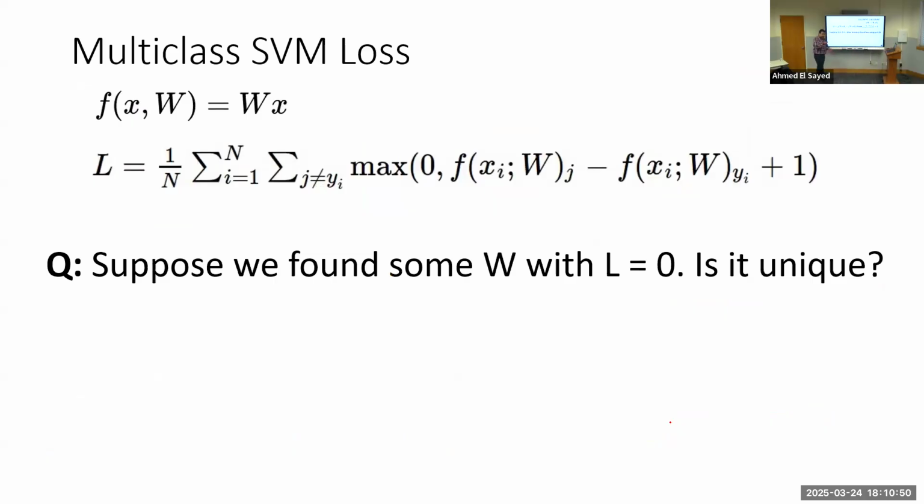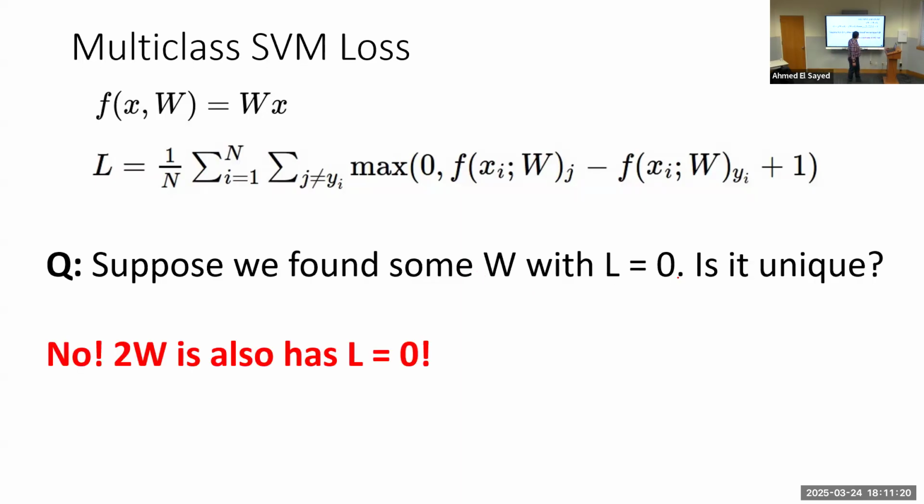Because as I stated, it's better for the loss function to have one minimum point, right? When this loss function has one minimum point, the answer is no. It doesn't have one minimum point. It has multiple minimum points. So if we found W which will produce zero loss, will this W be unique? The answer is no. If you multiply this W times 2, it will give you zero loss as well. So there is no unique W for this zero loss. This is not a good thing to use.